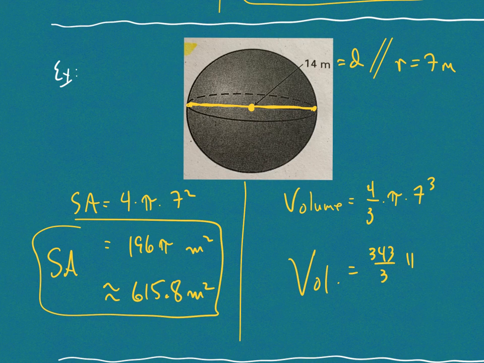343/3 pi. Nope, I forgot something. Doggone it. That's wrong. Error. Let me choose my deluxe eraser. I forgot something there, guys. I punched 7 to the 3rd power, but then I forgot to multiply by 4. Sorry about that. So it'd actually be 1,372/3 pi cubic meters. Or if you'd prefer to approximate it, let's see. We get about 1,436.8 cubic meters.